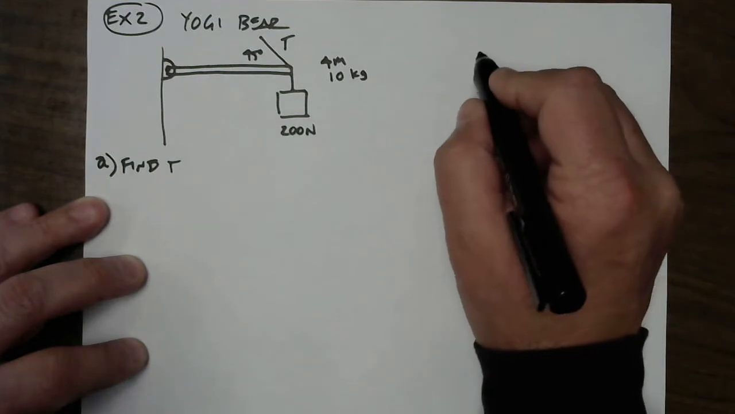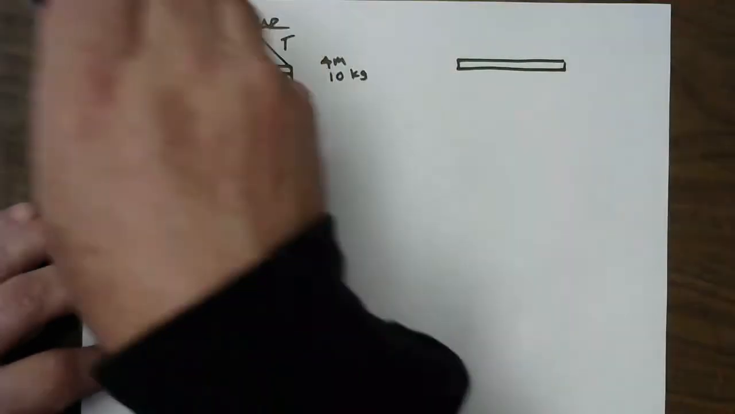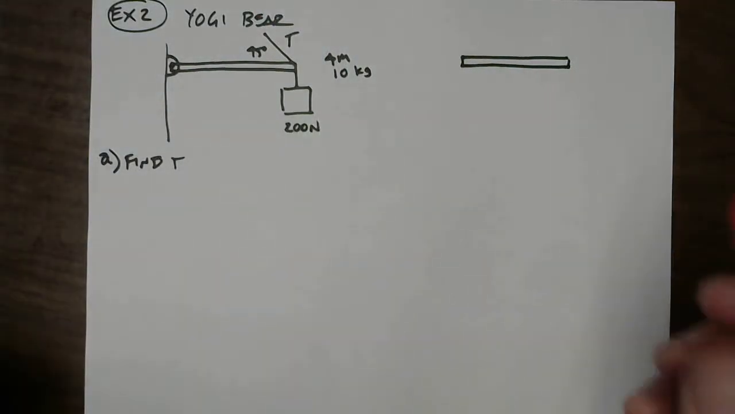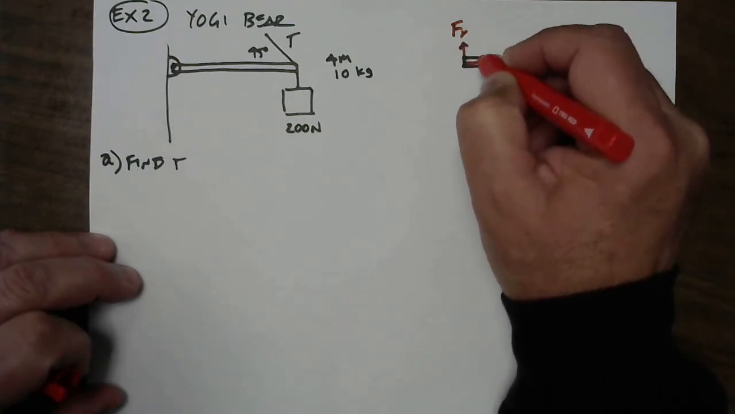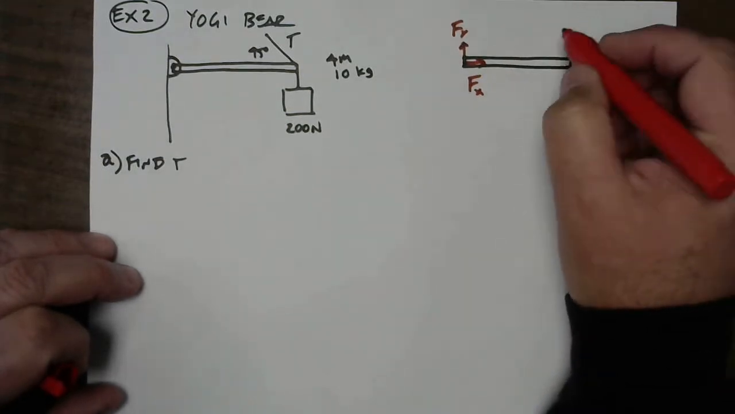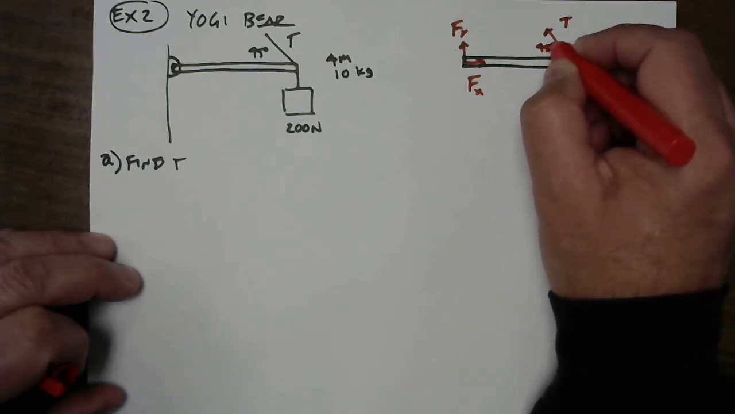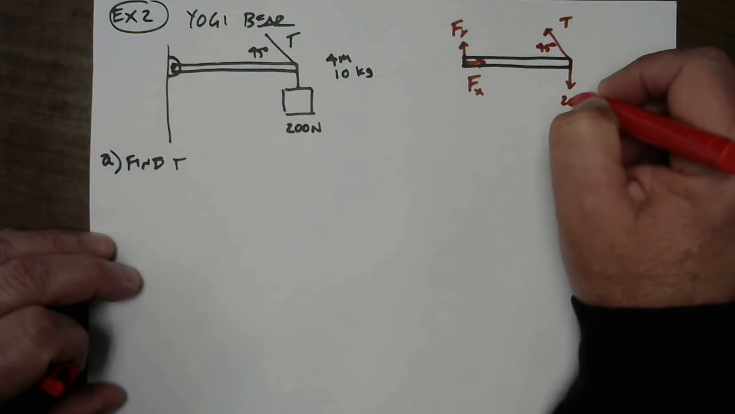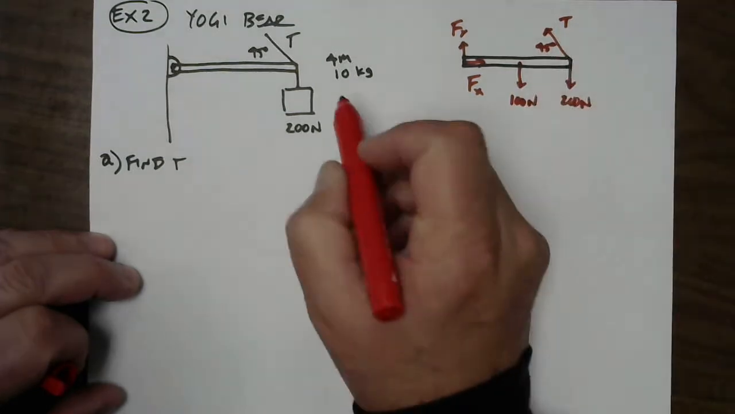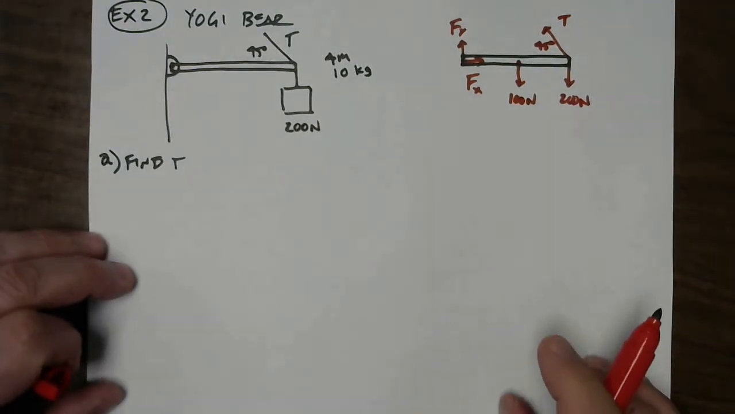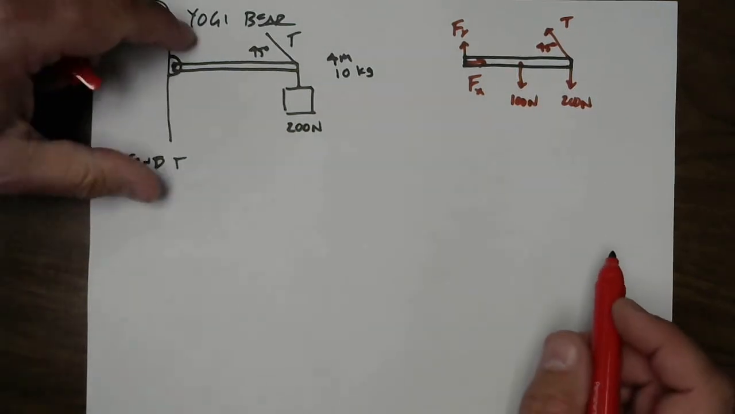Okay, here we go. We need an extended body diagram. I'm going to do it for the bar again. And now we're going to get the red pen and do some forces. There's going to be a reaction force upwards at the pivot. There's going to be a reaction force probably to the right at the pivot. There is a tension acting at a 45-degree angle. And there are 2 weights, a 200 Newton weight here, and in the center, a 100 Newton weight. Yeah, I took the 10 kilograms and multiplied by a g of 10 to get 100 Newtons.